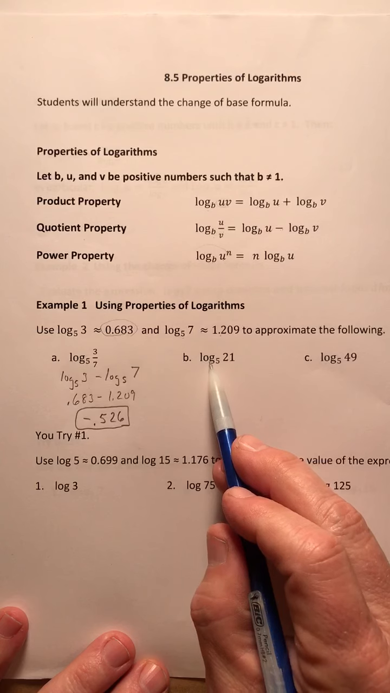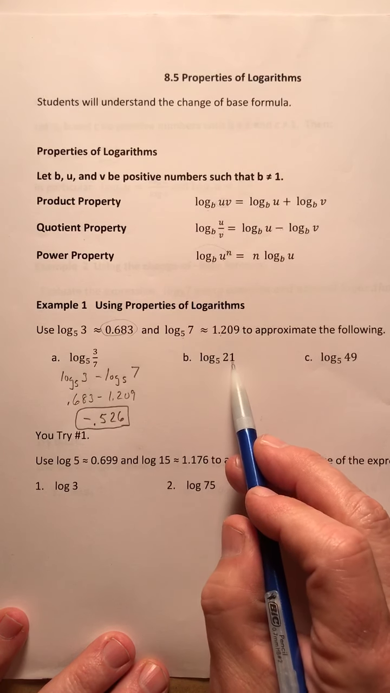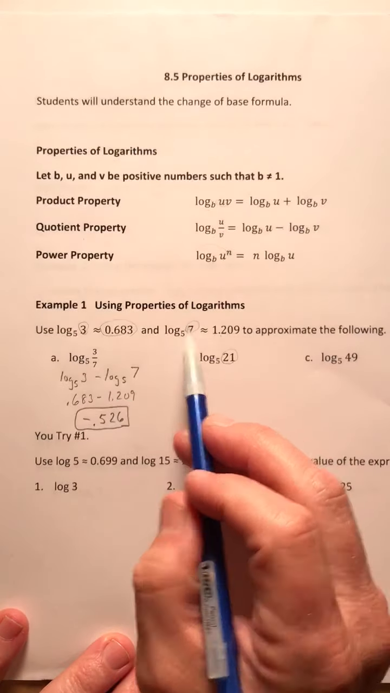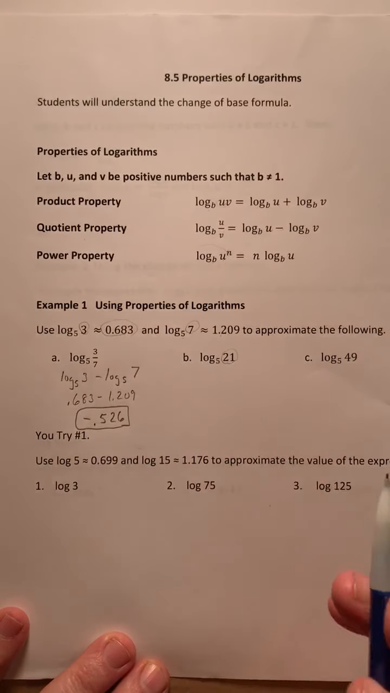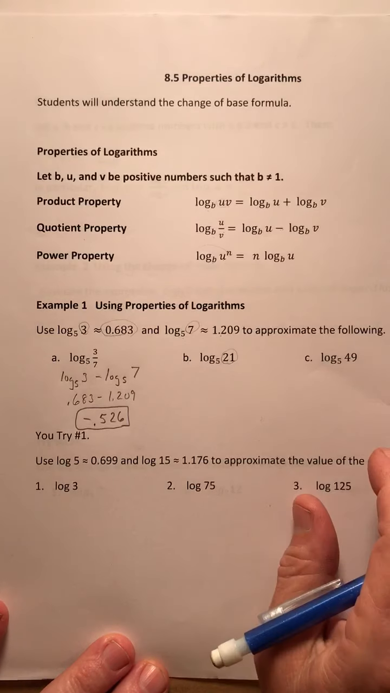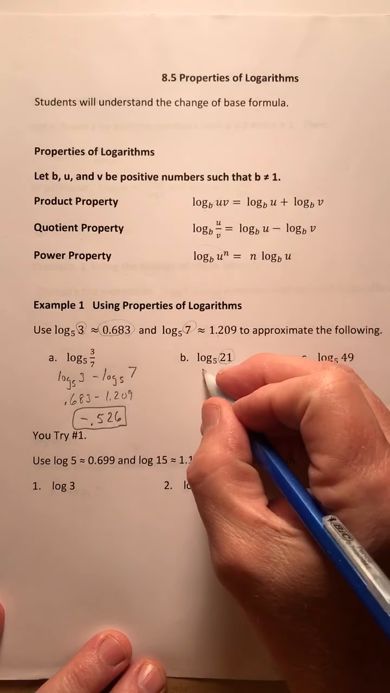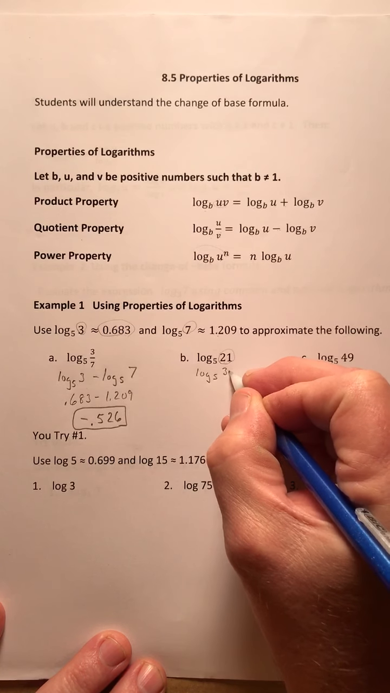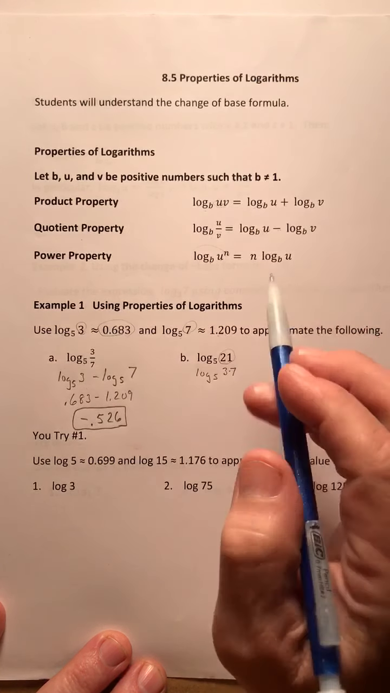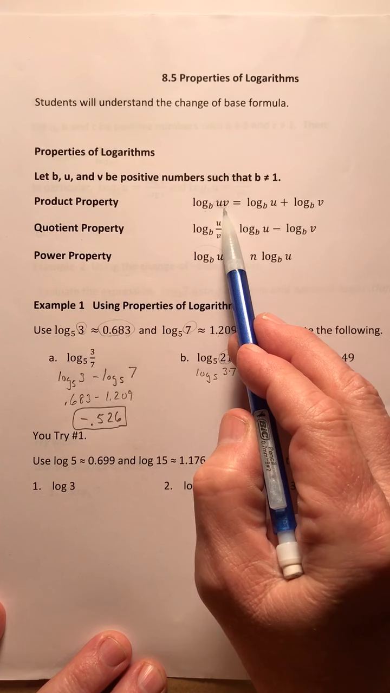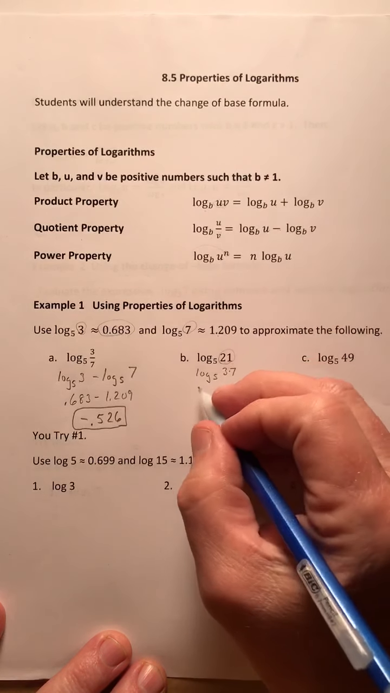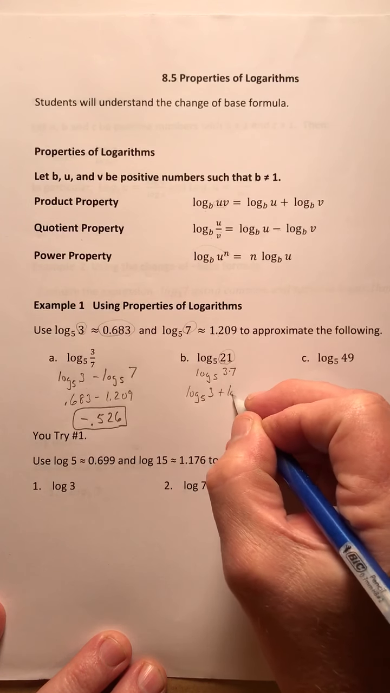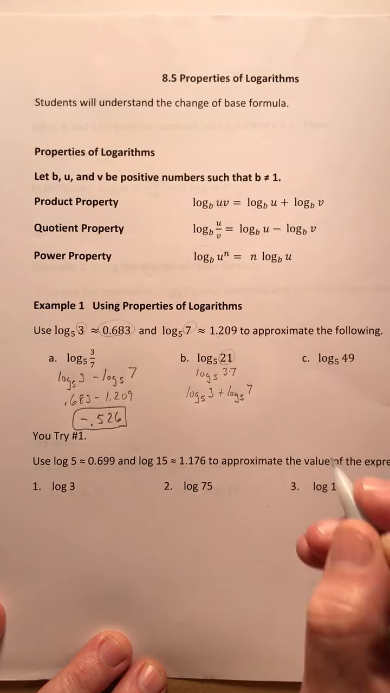Next we have log base 5 of 21. So 21, we need to change that into a 3 and a 7. So we got to do something with the 3 and a 7 to get 21. And you should notice it's multiplication because 3 times 7 is 21. So we can change this into the log base 5 of 3 times 7. And that's our multiplication property, which is the first one, the product property. So then we can just split it up. We can make it the log base 5 of 3 plus the log base 5 of 7.